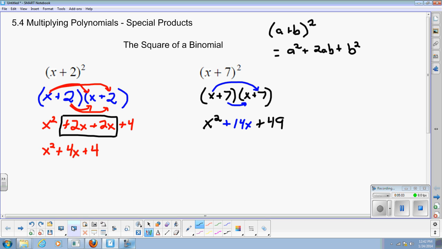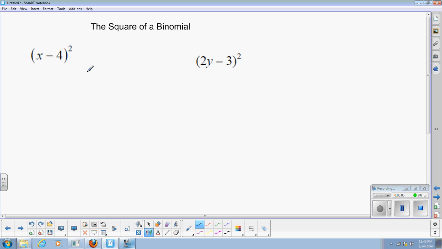All right, now I'm going to move on to what happens when there's a minus on the inside. So if I write this out, this is like x minus 4 times x minus 4.